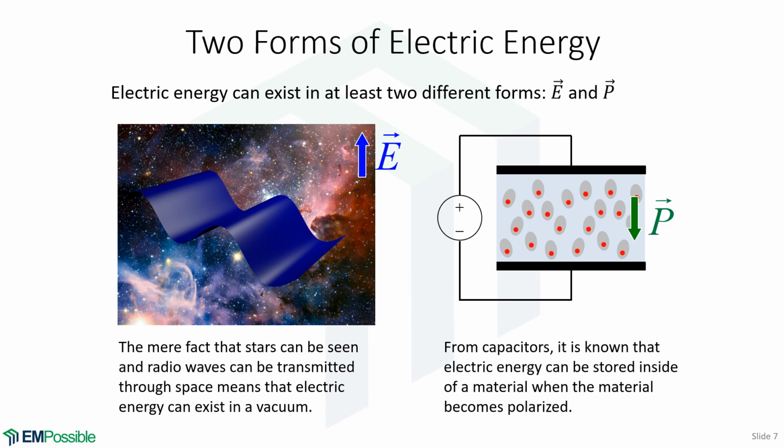Each one of those atoms that has this stretched orbital is storing a little bit of electric energy. When this is happening, we call this material polarized, and we write that with this polarization vector P. So we have two ways to store electric energy: in the field itself and in the form of displaced charge.